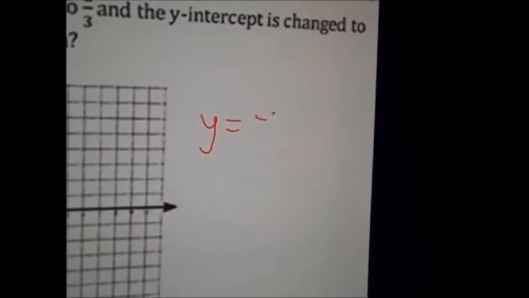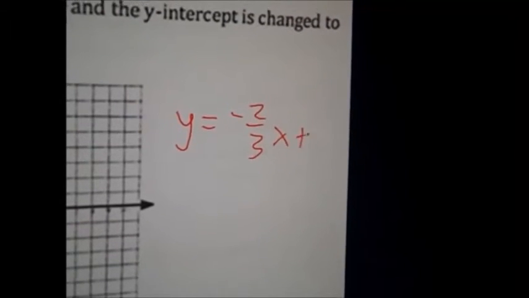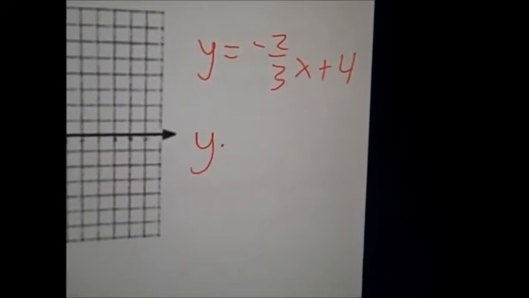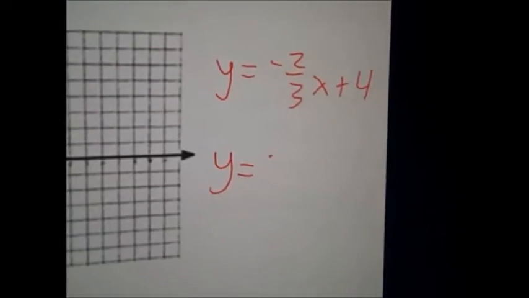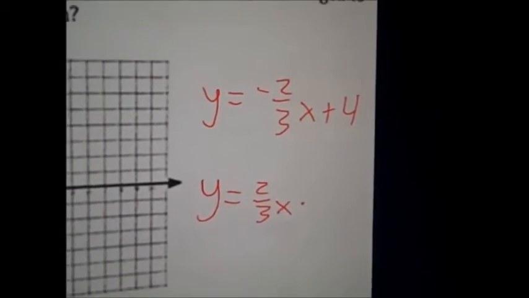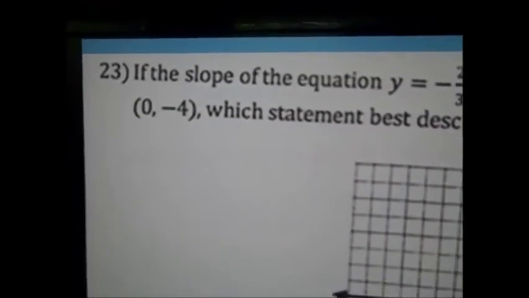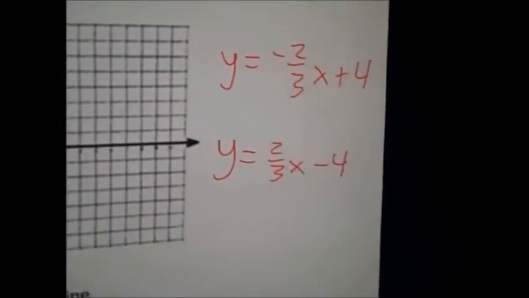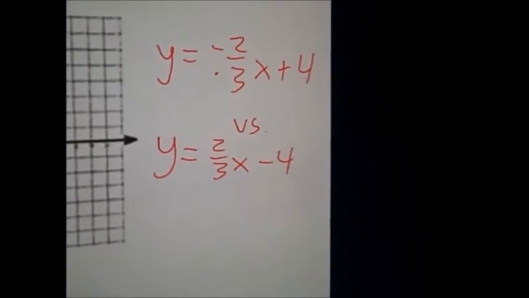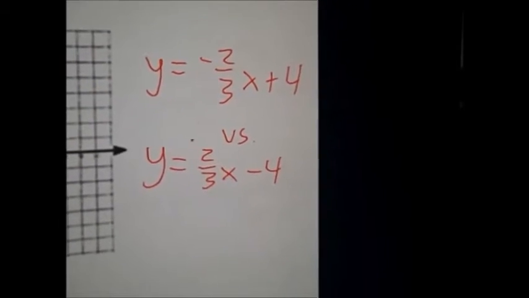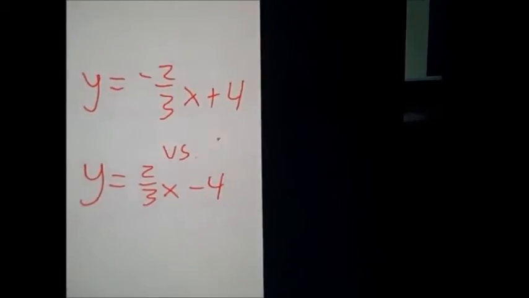Old equation, and it wants us to make a new one. The requirements are the slope is 2 over 3 and the y-intercept is -4. Now to compare these, the two slopes will be different and the y-intercepts are different.